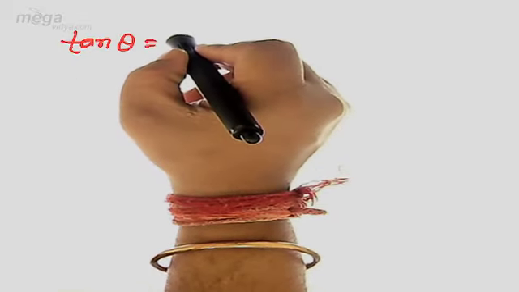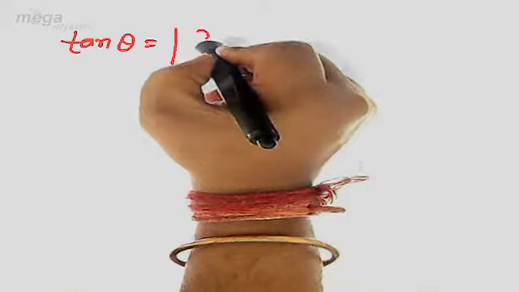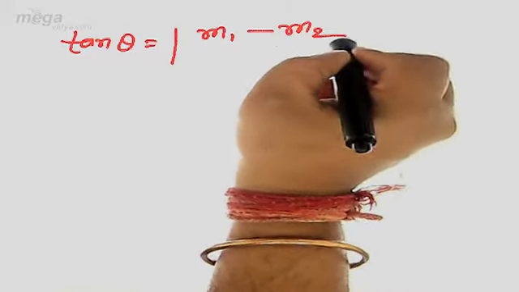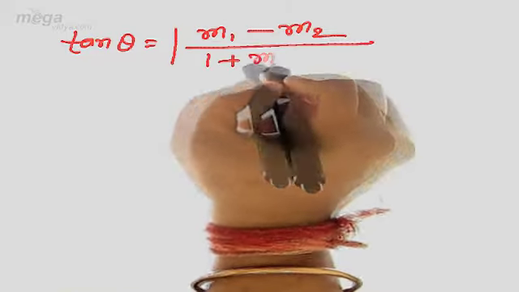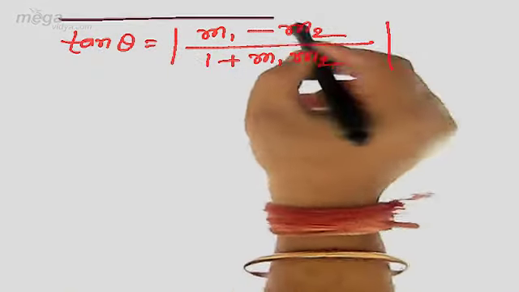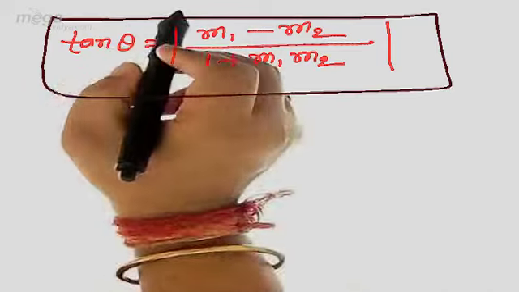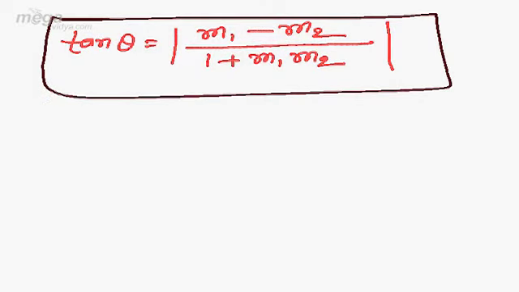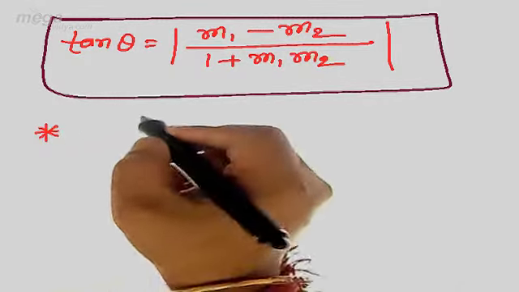Student, we write the formula in this way: tan theta is equal to mod of (m1 minus m2) upon (1 plus m1 into m2), and then mod. In this situation, you will get the same value whatever line you take as the first line and the second line.